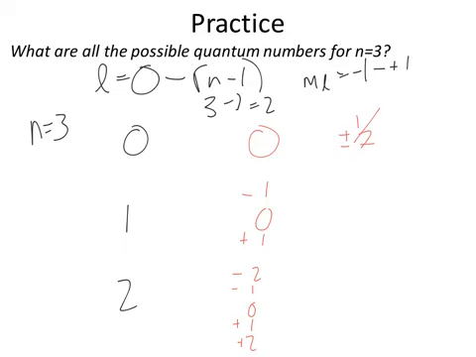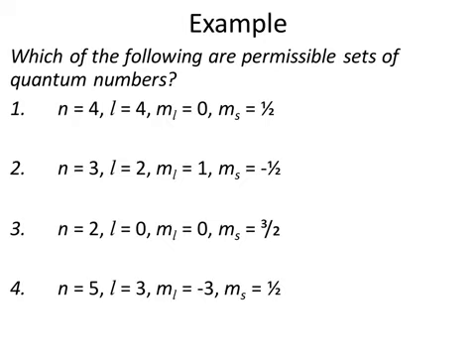Okay, so for this one you'd have plus a half, minus a half; for this one, plus a half, minus a half, etc. For all of these quantum numbers, you would have 2 possible electrons, one in the upspin, one in the downspin. Okay, so it says, which of the following are permissible sets of quantum numbers? So we have to use our rules and our possible values to figure this one out.